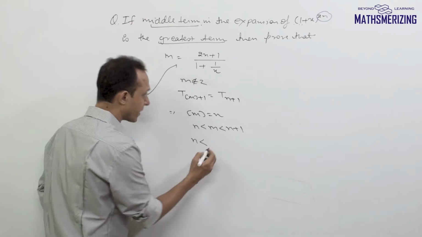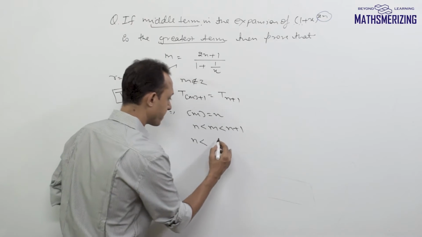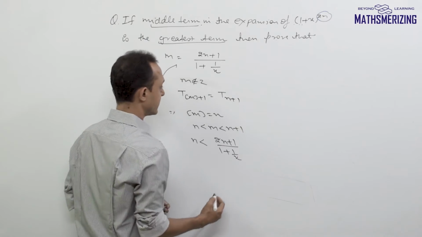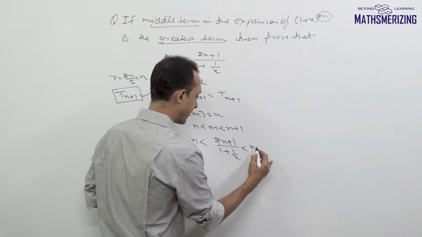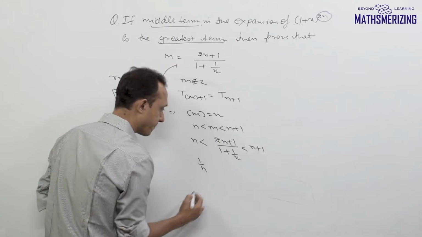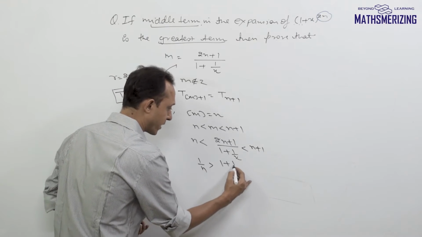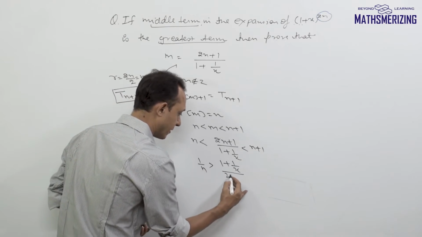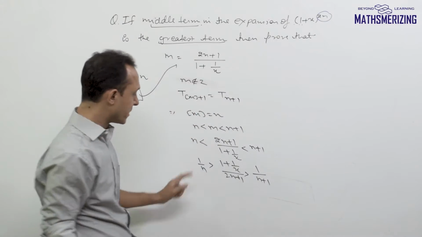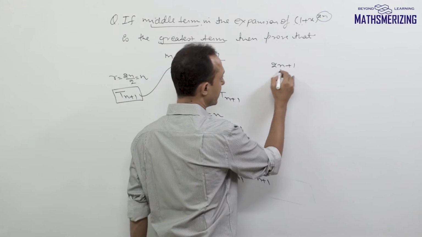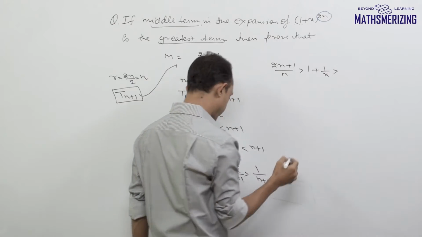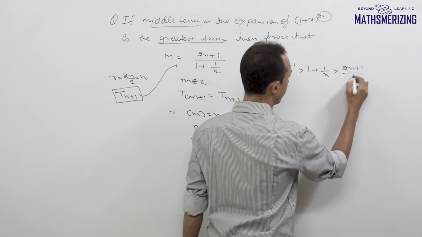So here it is n. Now what is the value of m? The value of m simply will be (2n plus 1) upon (1 plus 1 upon x), and it should be less than n plus 1. So if I take the reciprocal, then the sign will reverse, right? So I'll write 1 upon n should be greater than (1 plus 1 upon x) upon (2n plus 1), which should be greater than 1 upon (n plus 1). So I'll multiply by (2n plus 1). So I'll write (2n plus 1) by n should be greater than 1 plus 1 upon x, which should be greater than (2n plus 1) upon (n plus 1).